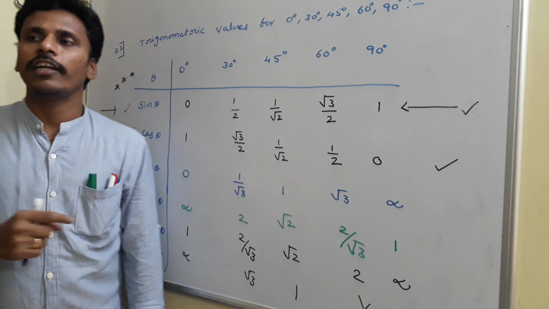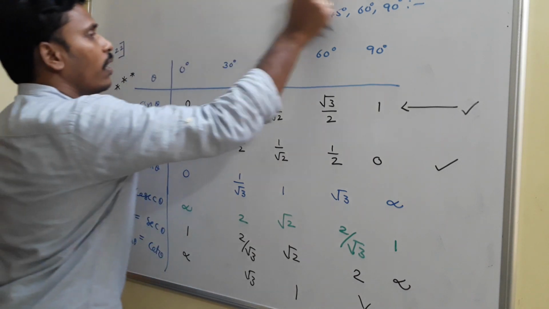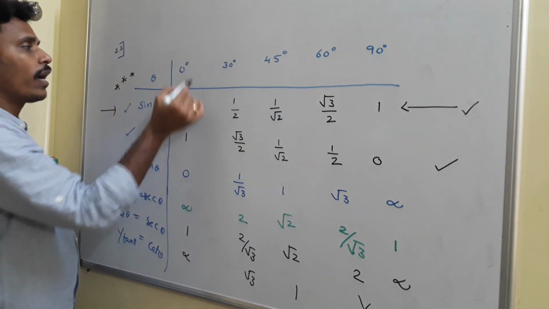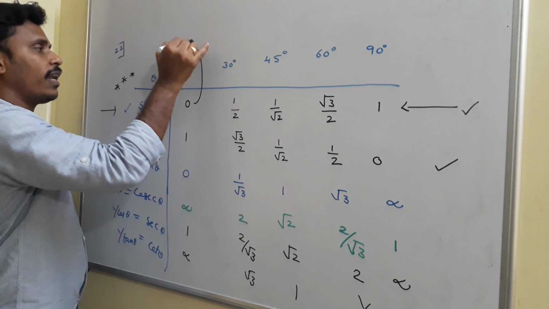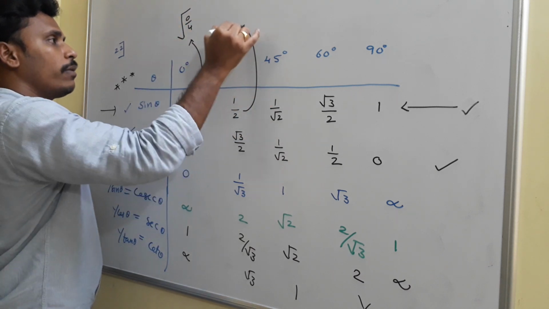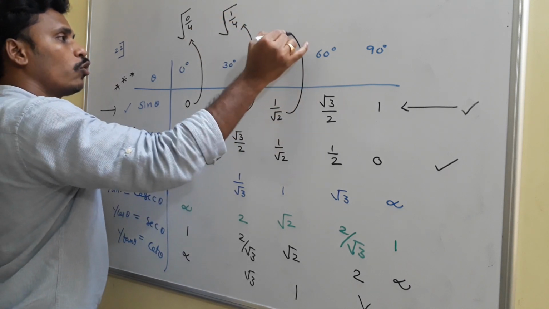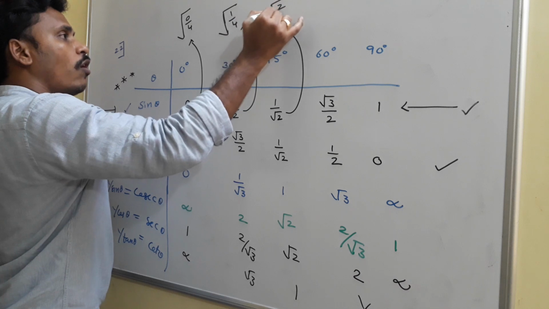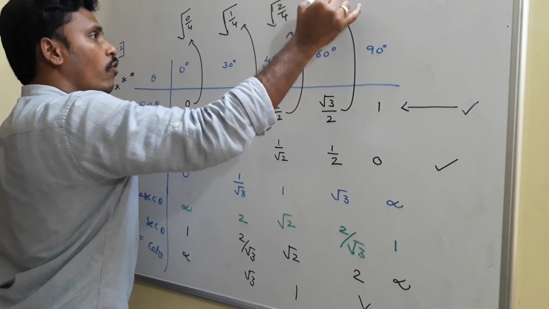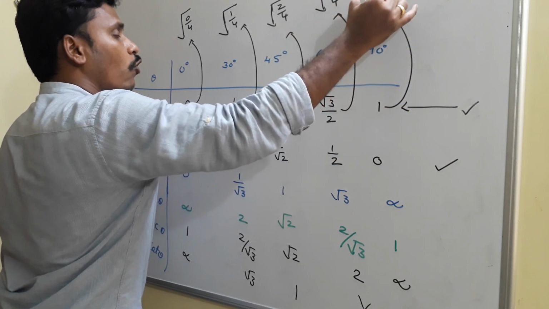You need to memorize in different ways. And one way to memorize the first row is what people give: this 0 can be written as square root of 0 by 4. This 1 by 2 can be written as square root of 1 by 4. This 1 by root 2 can be written as square root of 2 by 4. Root 3 by 2 can be written as square root of 3 by 4. This 1 can be written as square root of 4 by 4.